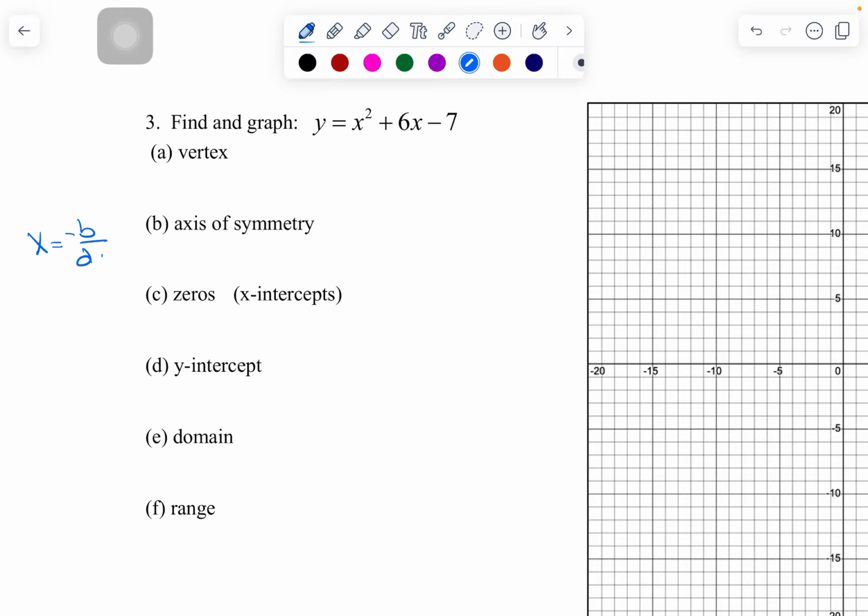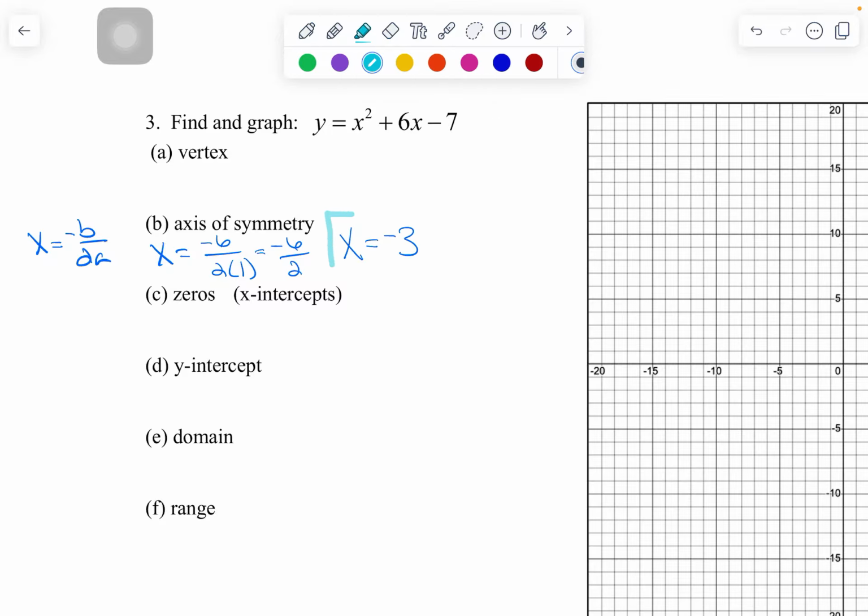So the opposite of b over 2a, x is equal to, your b value here is 6, so the opposite is going to be negative 6, all over 2 times your a value here, which is 1. It's a coefficient. So negative 6 over 2, the axis of symmetry is going to be negative 3.